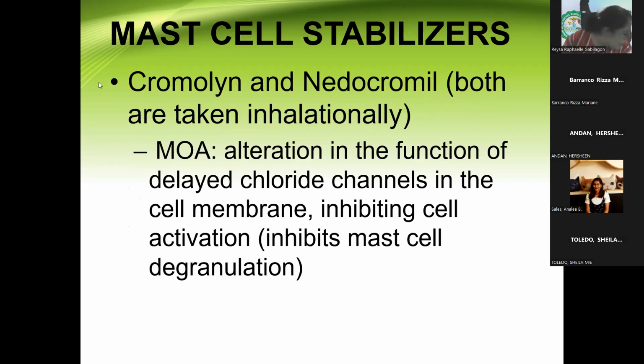Okay, wait, checking the time. So we have here mast cell stabilizers. These are also drugs for asthma. Again, we call them mast cell stabilizers. We have two examples here, cromolyn and nedocromil. And both of them, just like our other drugs for asthma, are also given by inhalation. So how do they help a person with asthma? Their action is on the chloride channels. Okay?